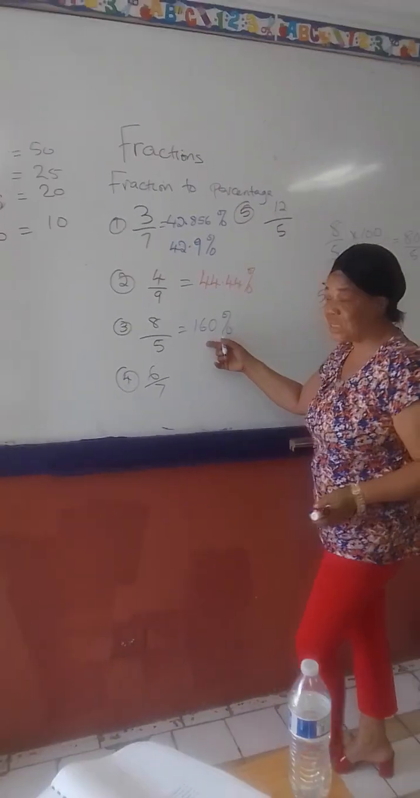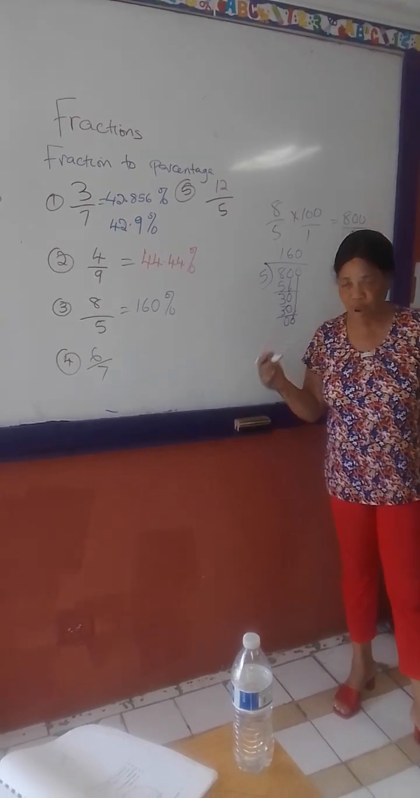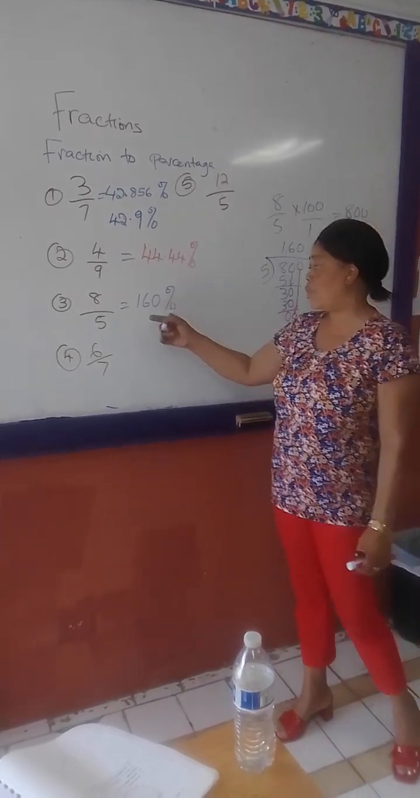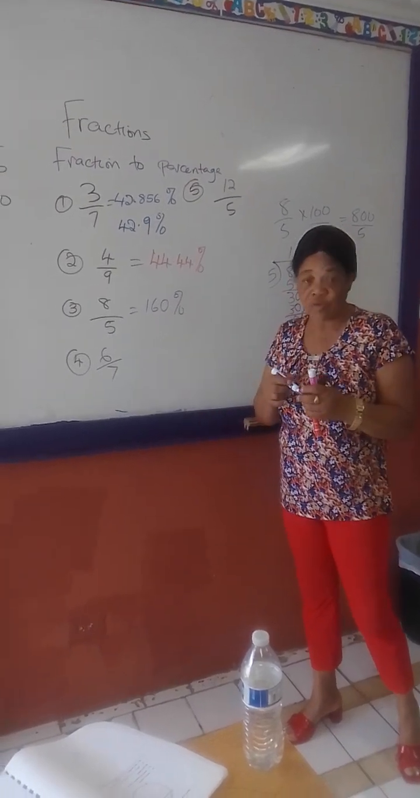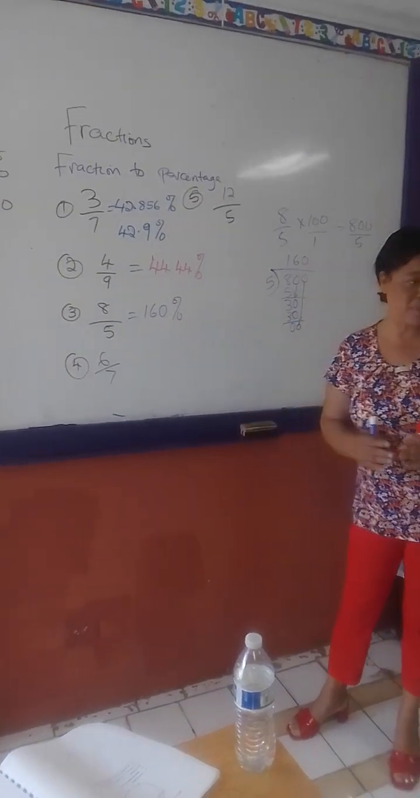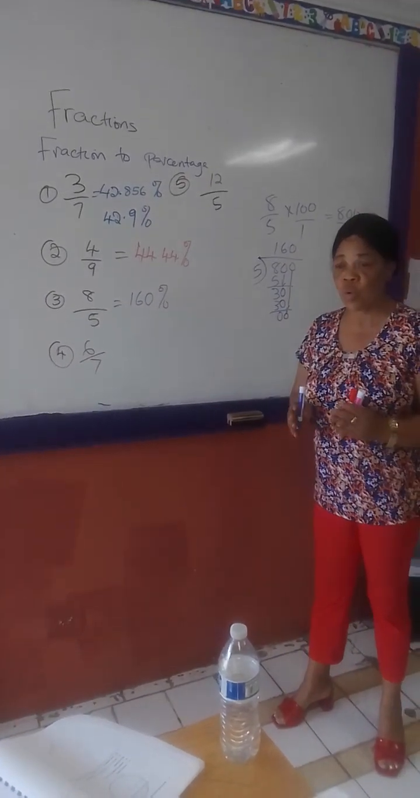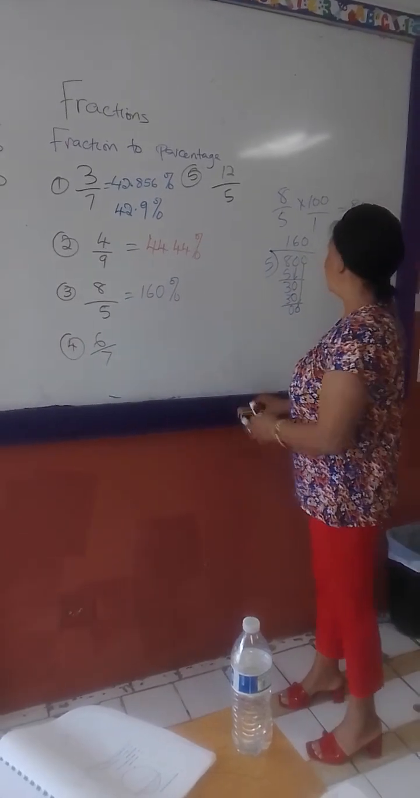160%. Now, why is this 160%? Because it's what type of fraction? An improper fraction, and that is why I end up with 160. It's more than a whole. 100% is a whole. We end up with 160% because it is more than a whole. It is an improper fraction. Okay, now let's move on to the next one.